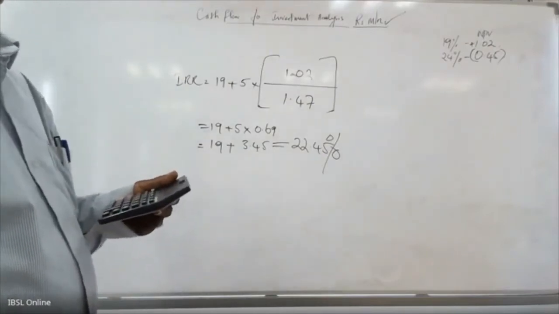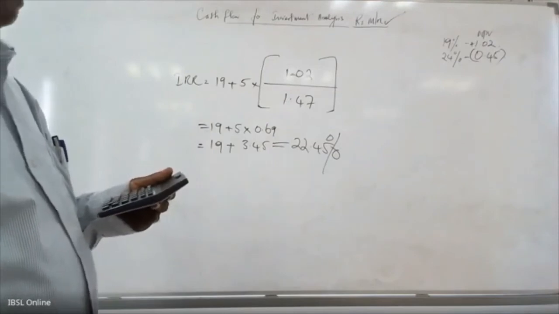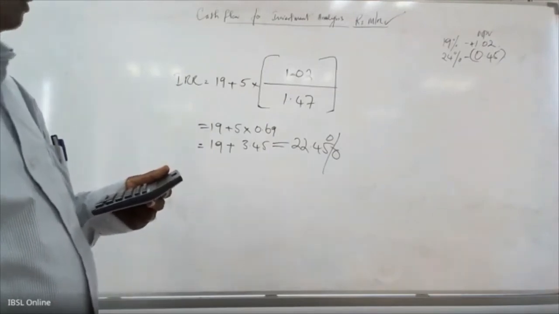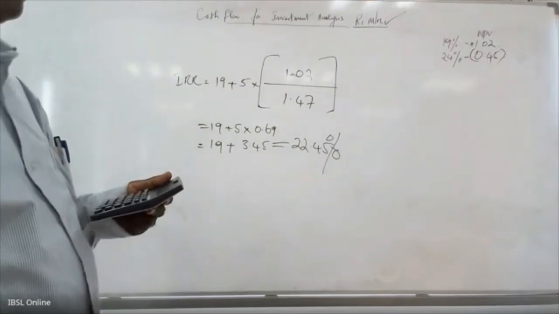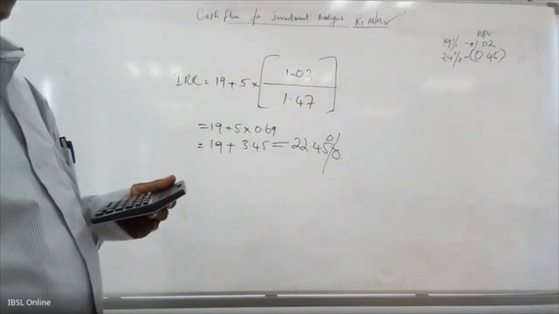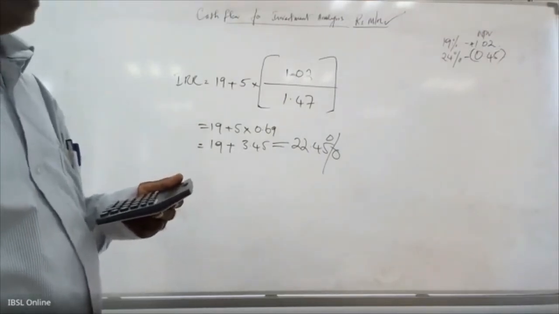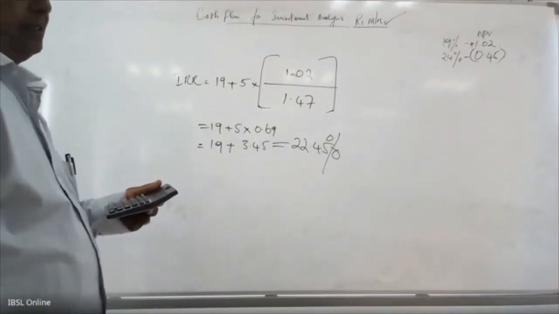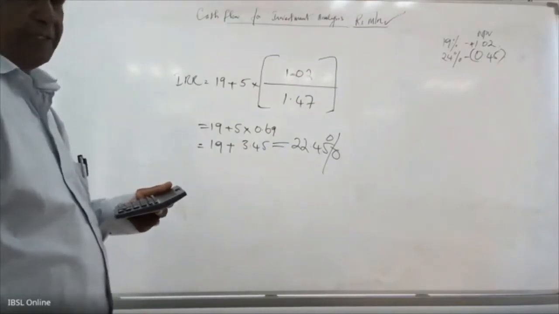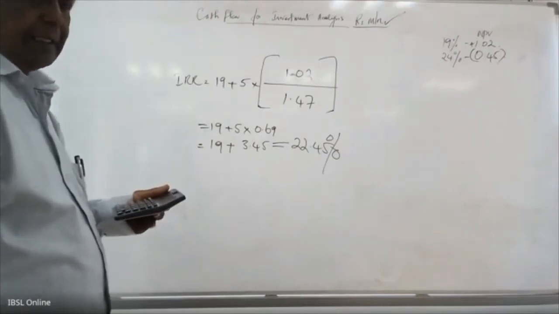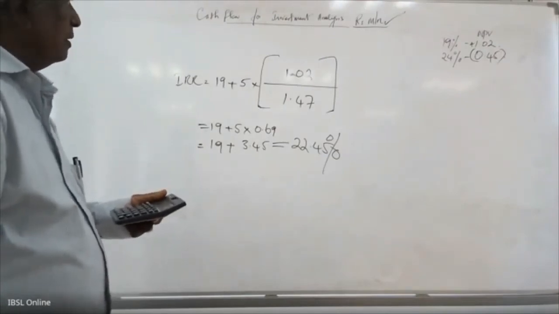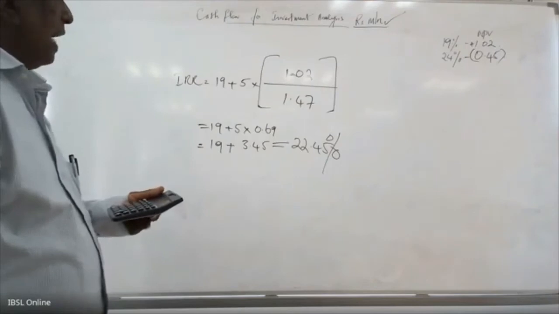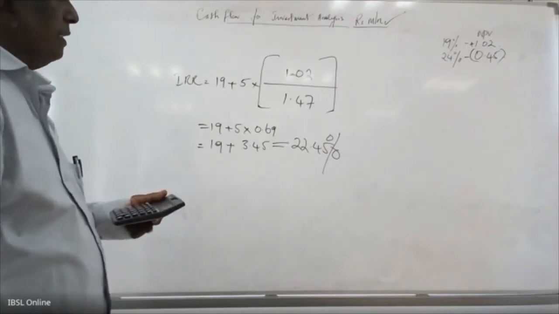If they borrow anything less than this 22.45, it is good. It is beneficial. The project is beneficial. If they borrow at more than 22.45% interest, then it is not beneficial. This is the interpretation. So this is cash flow for investment analysis.